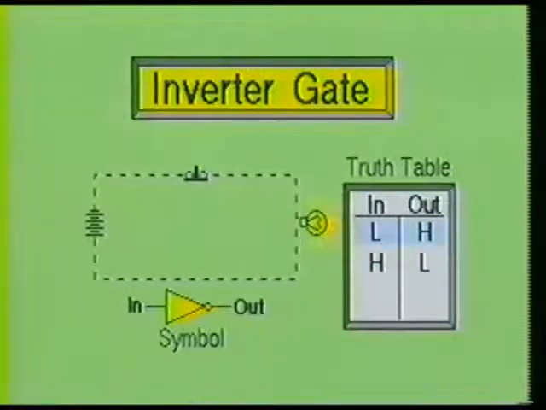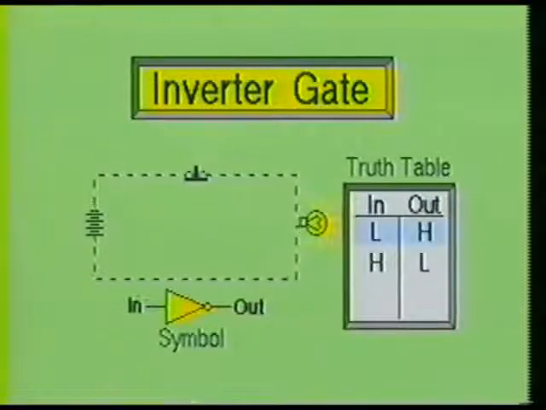Since the inverter has only one input and one output, it will have only two states of operation. As you can see from the truth table, when the input is high, the output will be low, and when the input is low, the output will be high. Basically, the inverter reverses or inverts the incoming signal. You will also hear this gate being referred to as a NOT gate.